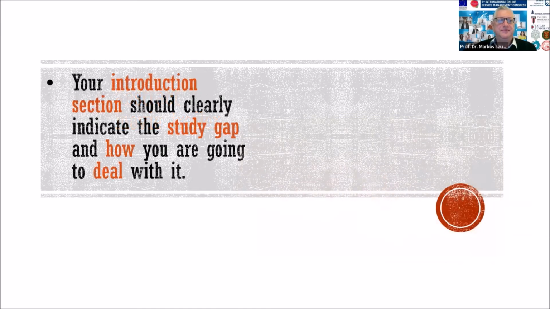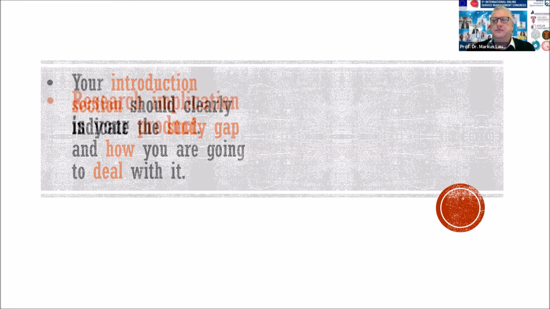Your introduction section should clearly indicate the study gap and how you are going to deal with it. In the introduction, I usually prefer to write a general background about the topic in the first paragraph. In the second paragraph, we elaborate more on the domain that we are trying to study. In the third paragraph, we start highlighting the research gaps that are available in the literature and why it is important to study them. And then we need to state our objectives. Usually 4 to 5 paragraphs, with each paragraph of 7 to 10 sentences, would be more than enough to justify the importance and the research gap of your study in the introduction section.